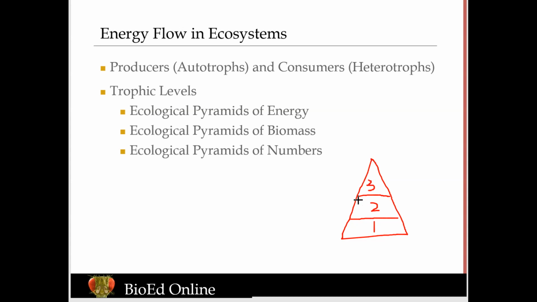So each trophic level has a different amount of energy available to it, and is limited then in numbers. All right.